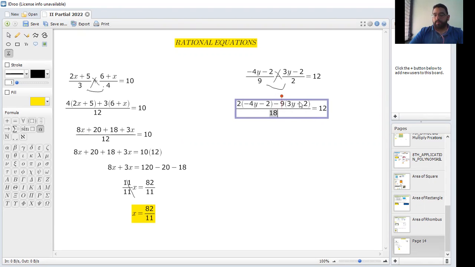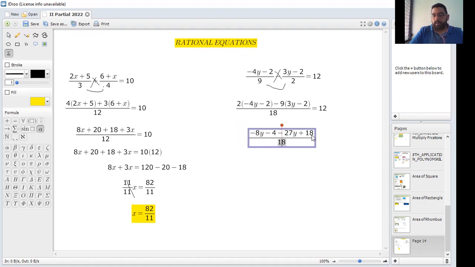After this, you need to solve the numerator using the distributive property. So you are going to multiply 2 times negative 4, which is negative 8y. Then 2 times negative 2, which is negative 4, sorry. Negative 9 times 3 is negative 27y. And negative 9 times negative 2 is positive 18. After this, you copy the 18 down as a denominator, and it's going to be equal to 12.